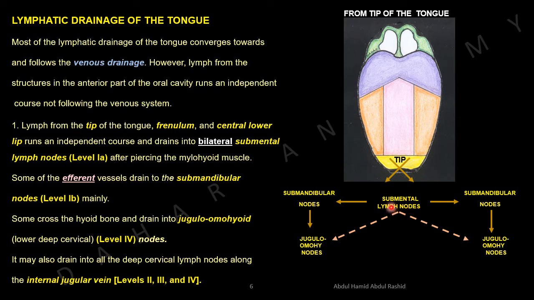From here, some of the efferent vessels drain to the submandibular lymph nodes, that is level 1B mainly. Some cross the hyoid bone and drain into the jugulo-omohyoid nodes, that is the lower deep cervical nodes, level 4 nodes. It may also drain into all the deep cervical lymph nodes along the internal jugular vein. They are level 2, level 3, and level 4 nodes.